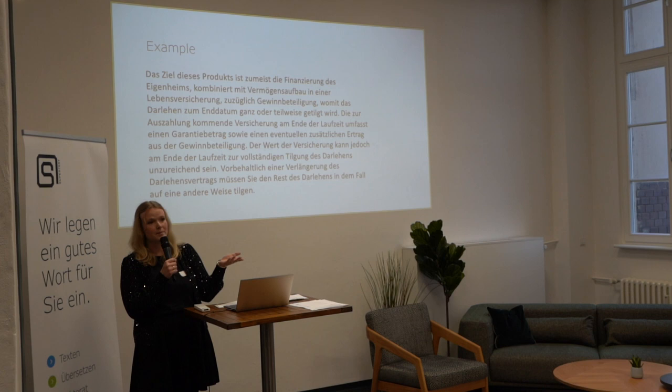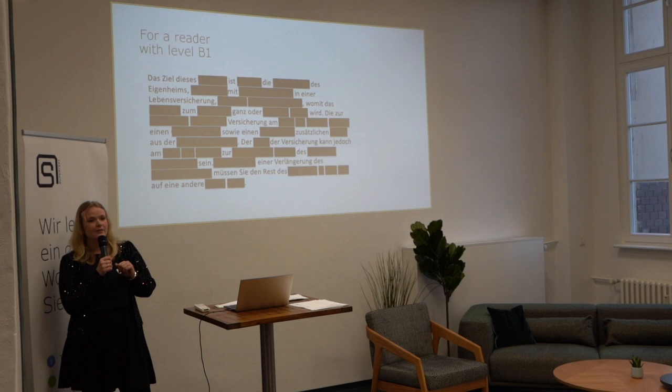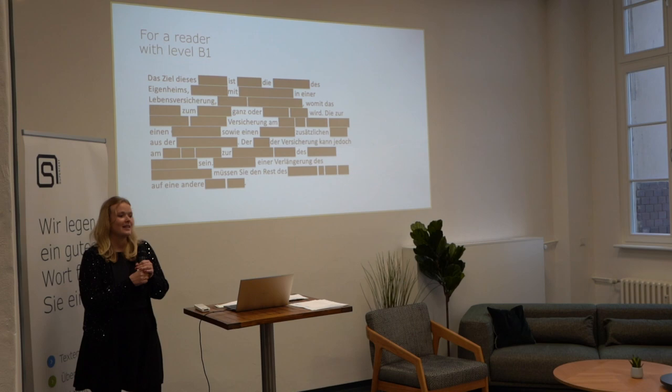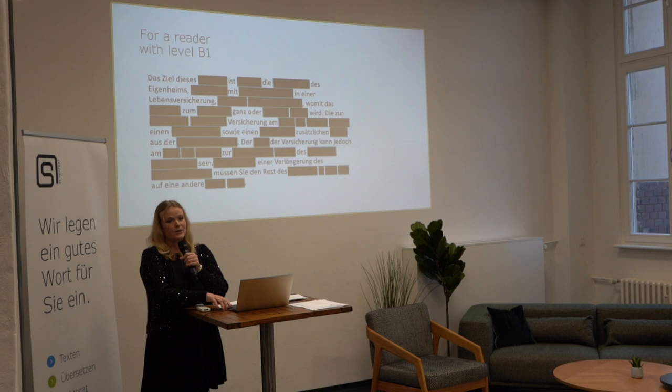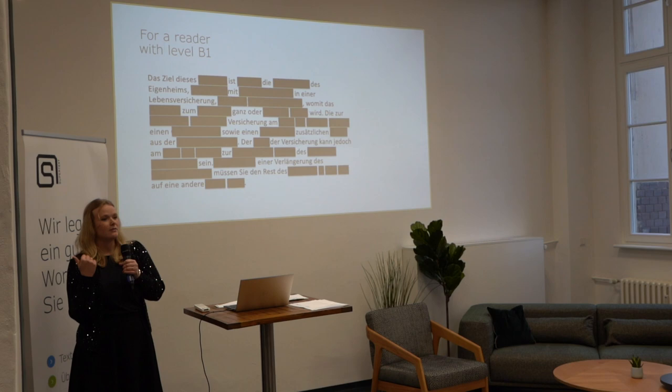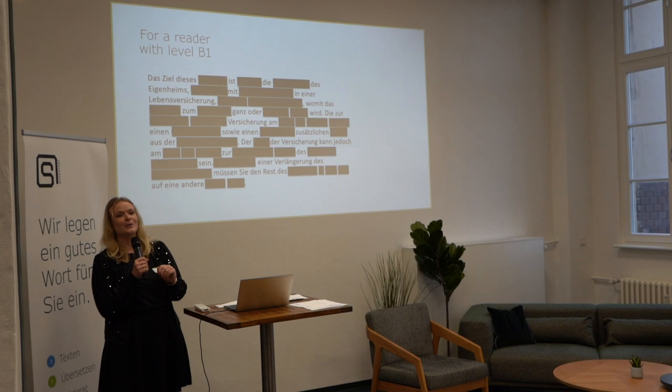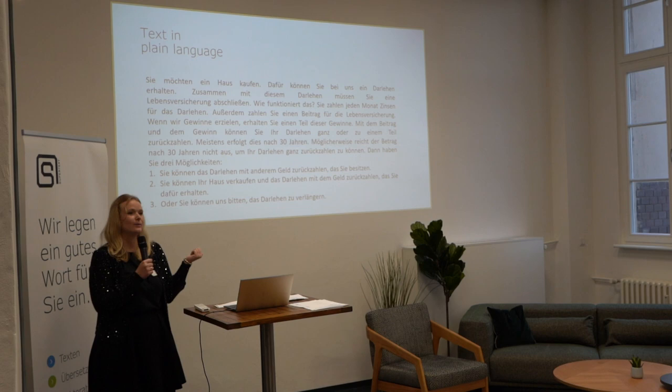So this is what the text would look like to a level B1 reader. Pretty frustrating, right? That's like 50-60% of the text. This is why plain language is actually so important. So I've already established that plain language means writing at B1 level and using words that everybody knows. But what could this text in plain language actually look like?